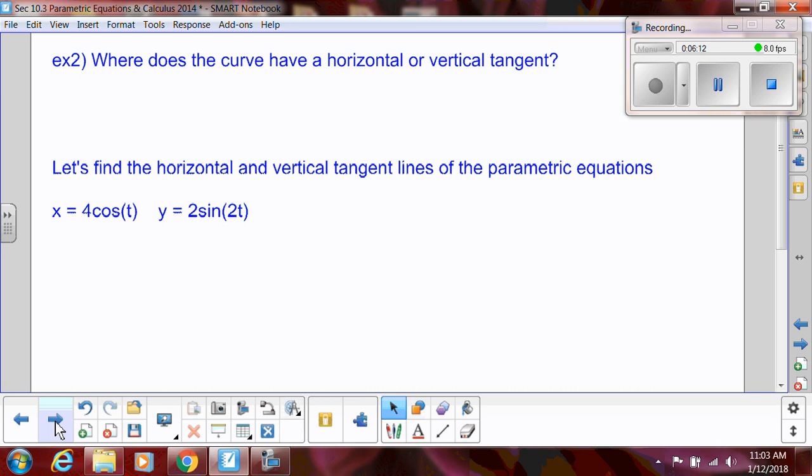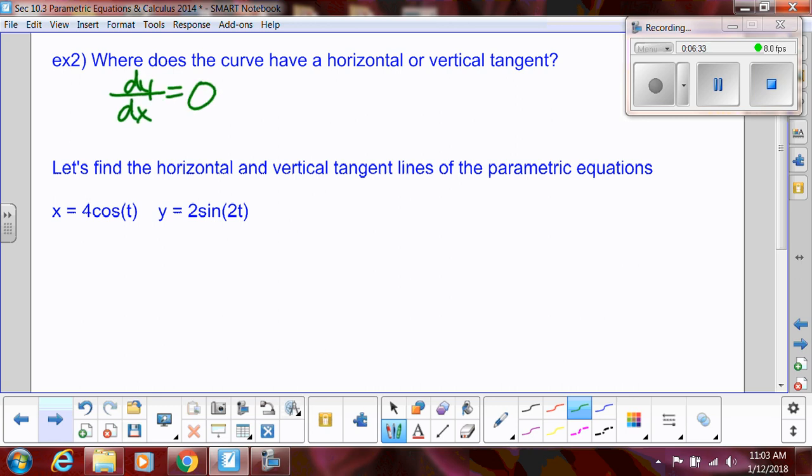Okay, let's do the next example. Example 2, where does the curve have a horizontal or vertical tangent? All right, so let's think about that. If I have a horizontal tangent, that's going to be when my slope equals 0.